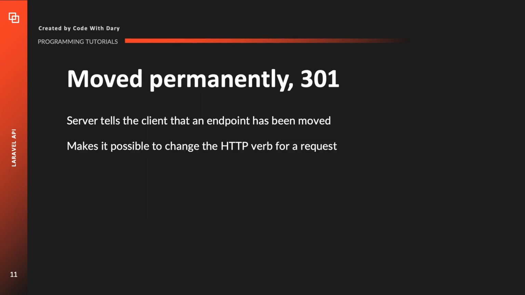Now, if you want to move an endpoint, you'll be getting the 301 status code. This will tell the client that an endpoint has been moved to a new location. A good thing to keep in mind is that it will make it possible to change the HTTP verb for a request.